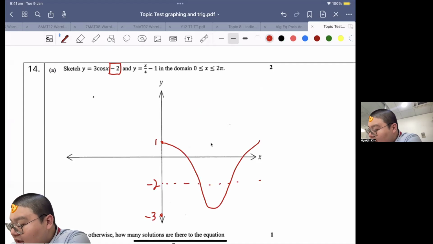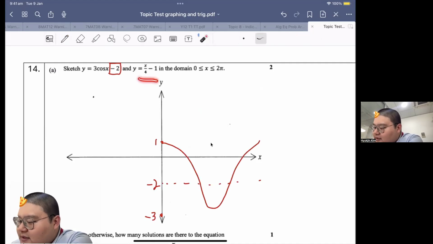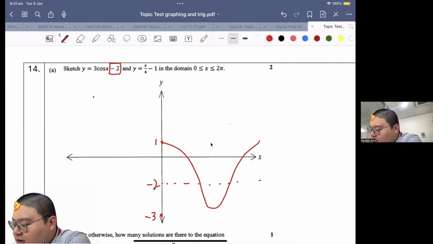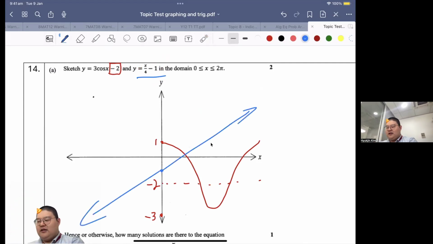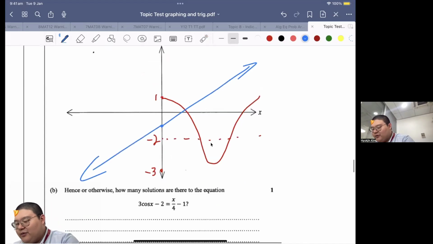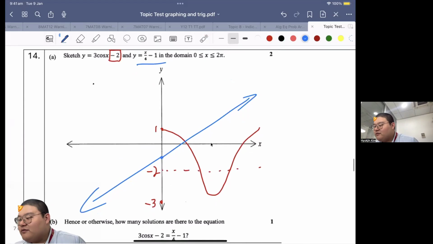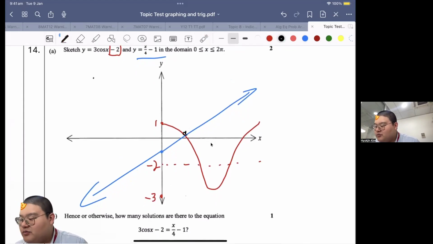That was kind of bad. But anyhow, and I have x over 4 minus 1, which is something like this. We really don't care. It's going to look something like that. Does it have to be to scale? Not really. How many solutions are there to the equation this equals that? There's only one, right? Clearly. So we just boom, boom, boom.